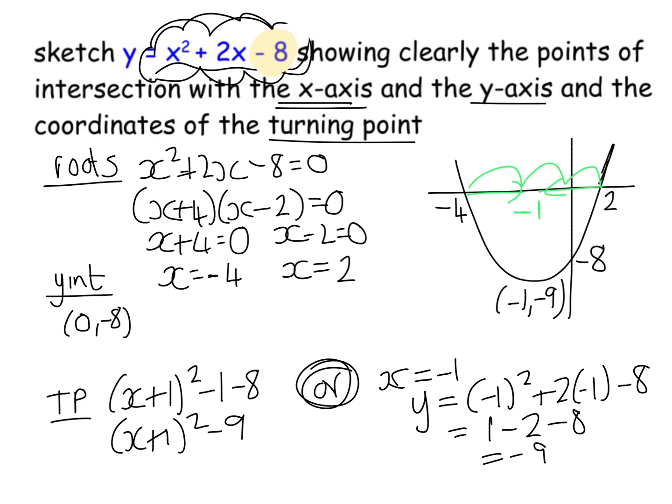Now, I have a preference. If it is in this style, I do the middle and plug it in. If it's a completing the square one, I do it completing the square method. But there's no harm in doing both just to check. Okay?